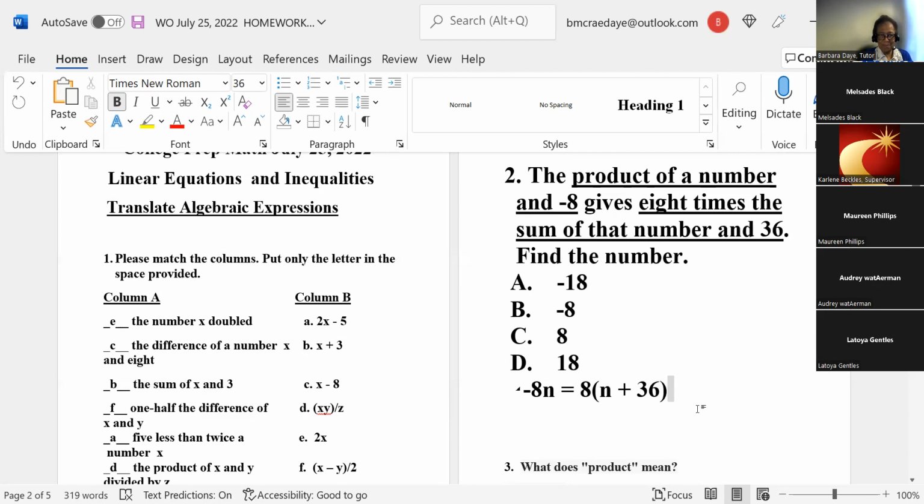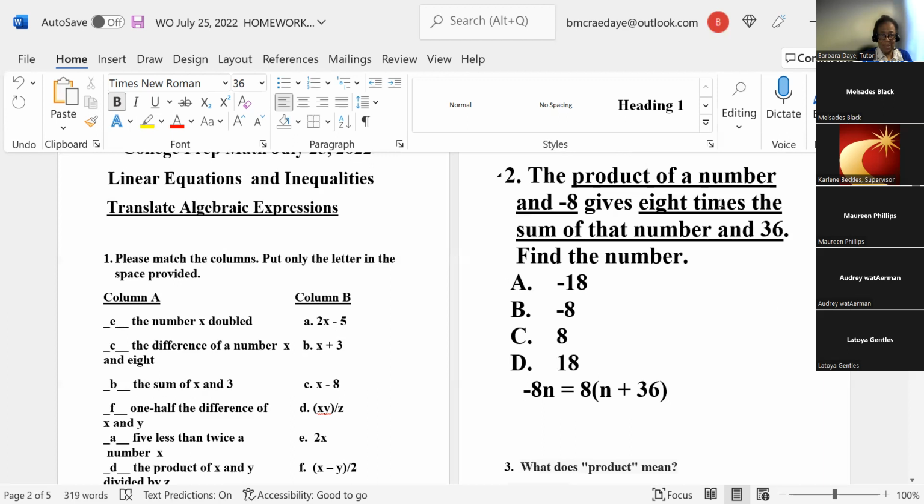But that's one of my weak points, miss. Well, you've got to remember what product, what quotient, what sum, what difference, what times, what gives, what is. Product is multiplication. Quotient is division. Sum is adding. Difference is subtraction. That's what I'm talking about, miss.